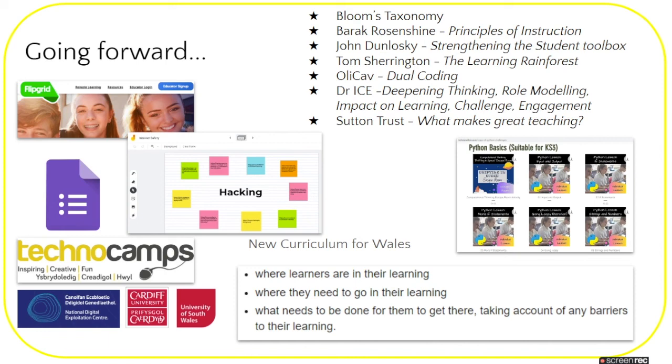In terms of the research currently taking place within education, there are lots that we would like to be looking at going forwards. We are already using Bloom when considering What Matters statements and progression steps. We would also like to consider the work of Barak Rosenshine, John Dunlosky, Tom Sherrington, Ollie Lovell, and the work that's been behind Dr. Ice and Sutton Trust. These are all areas that we would like to improve going forwards.